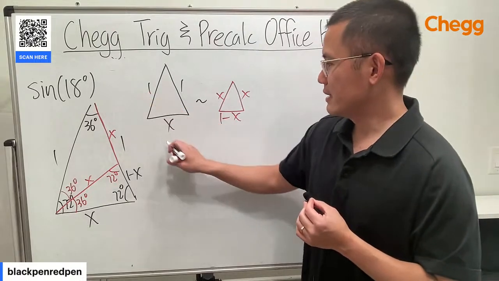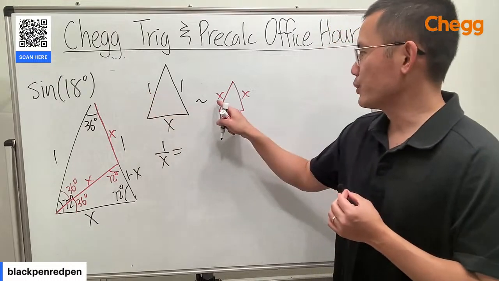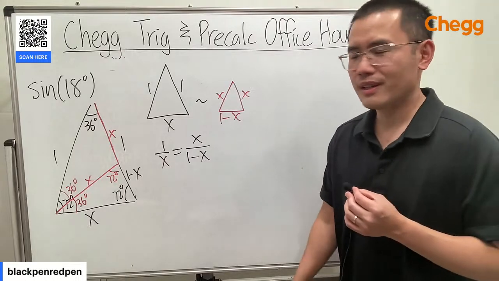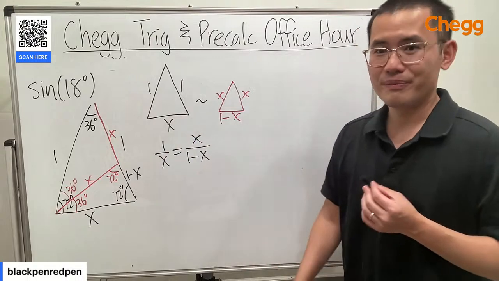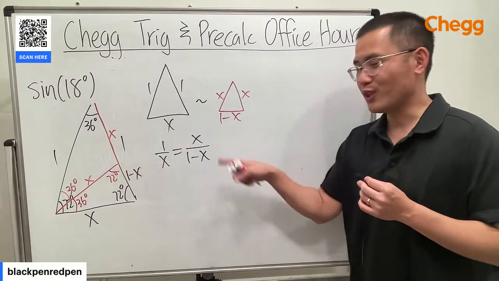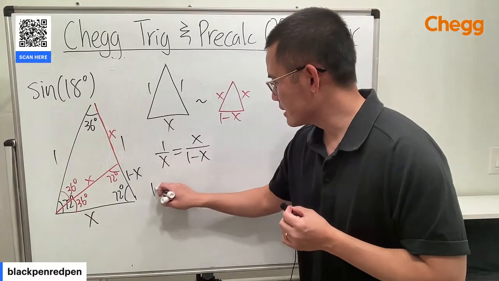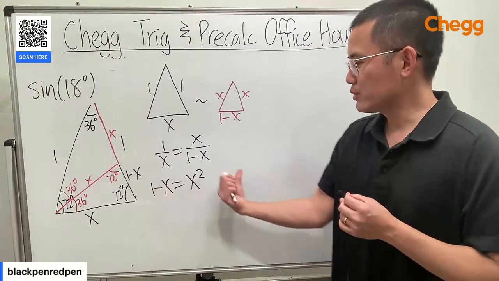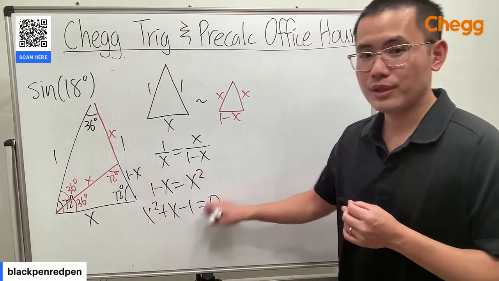Now, you can do the following. Set up the proportion, right? This over that is equal to this over that. Depends on how you want to do it. Or you can also do 1 over x is equal to x over that, which is the same thing. Doesn't matter. Now we can just solve for x, right? So multiply, multiply. So we get 1 minus x equals x times x, which is x squared. Move these two things to the other side. x squared plus x minus 1 equal to 0.